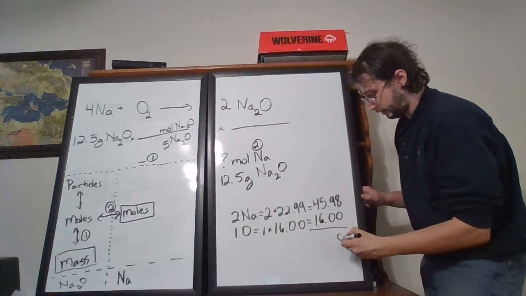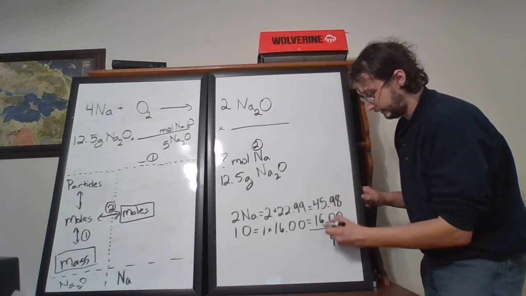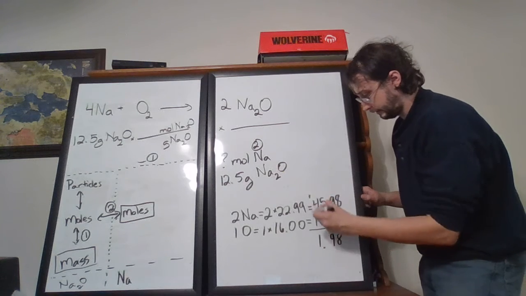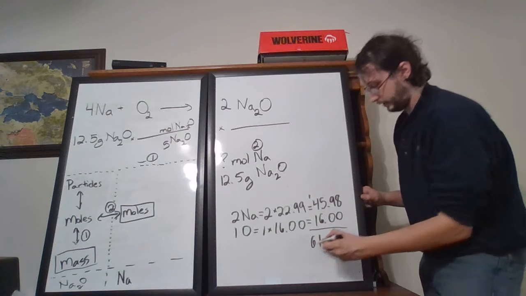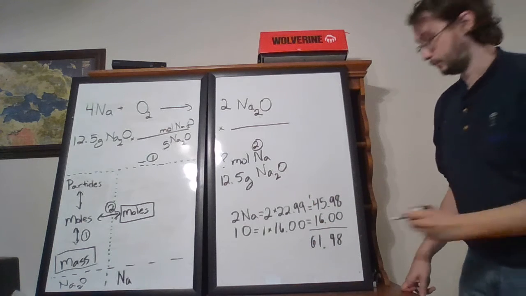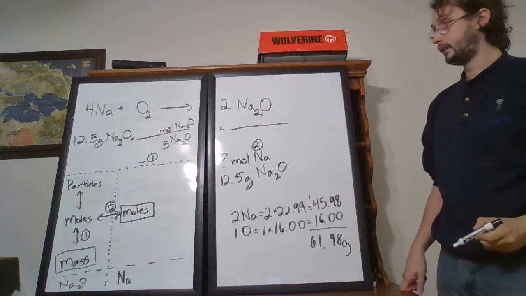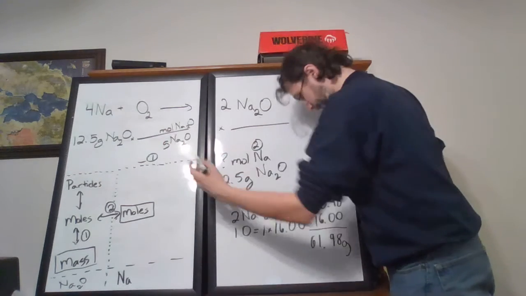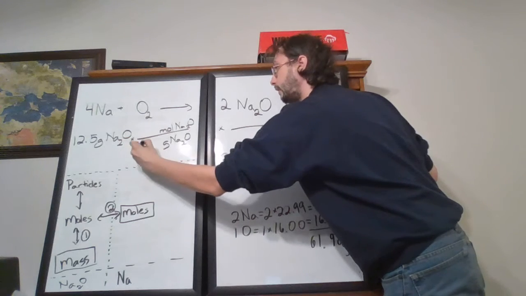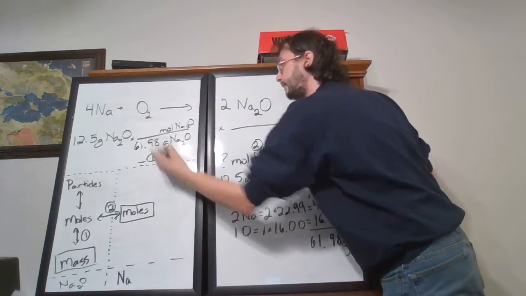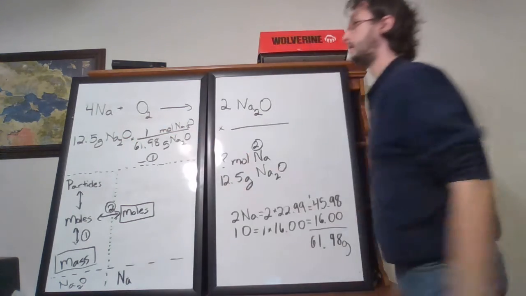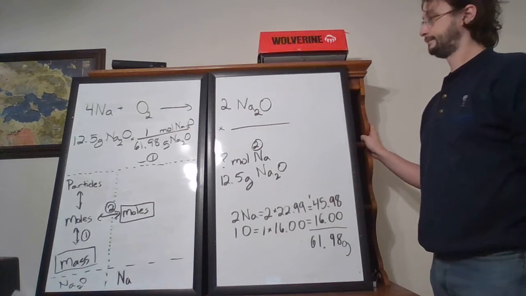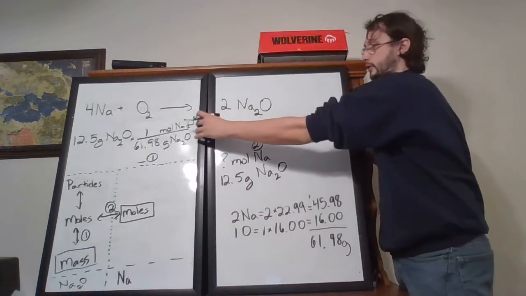And we add them together. We get 61.98 is our molar mass. So that's how many grams of sodium oxide are in a mole of sodium oxide. So we go over here. We said it's 61.98 grams of sodium oxide in 1 mole of sodium oxide. That's our first conversion factor.